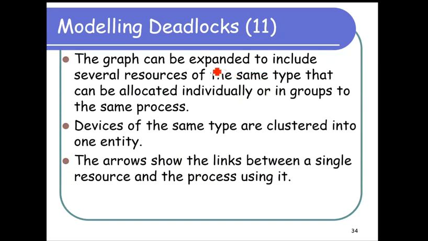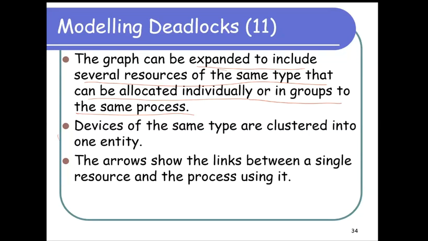So the graph can be expanded to include several resources of the same type that can be allocated individually or in groups to the same process. Okay. So you can classify, you can put several resources into the same type. Devices of the same types. I mean, you have a printer, what else? Scanner. You know, usually it's 3-in-1 now, but let's say it's 10 years ago, you have a printer, single device, scanner, single device, copier, single device.